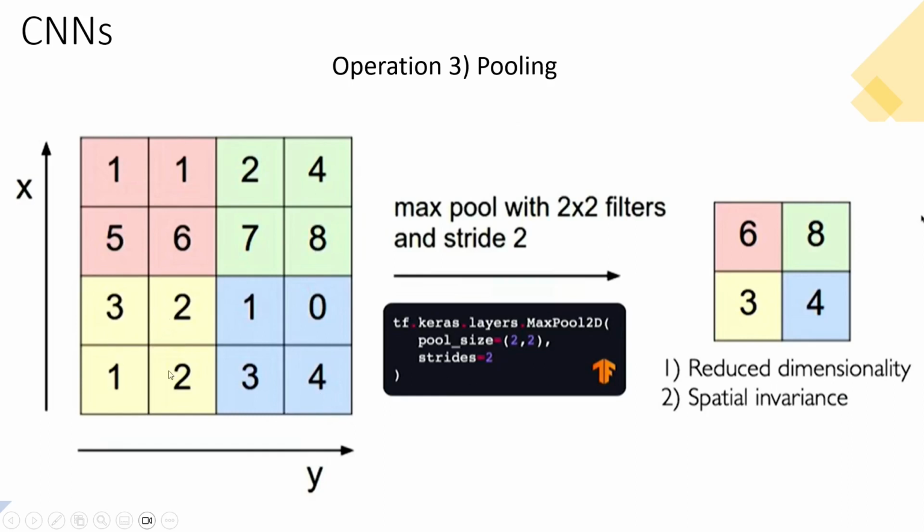And then I move our kernel 2 pixels to the right. I land here, and the maximum value here is 4. I output this value as the 4. So what I did is I had a 4x4 matrix. I applied a max pooling operation with a 2x2 filter and stride 2, and I came up with a 2x2 matrix. So I basically downscaled this 4x4 image to a 2x2 image.